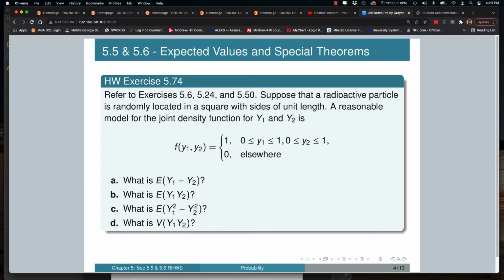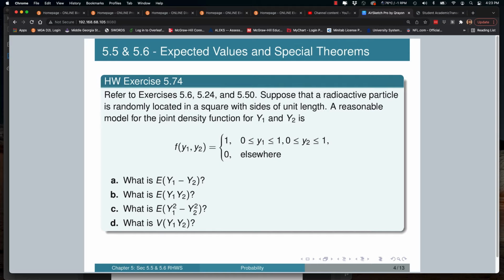Okay, 5.74. Referring back to exercises 5.6, 5.24, and 5.50, suppose that a radioactive particle is randomly located in a square with sides of unit length. A reasonable model for the joint density function for y sub 1 and y sub 2 is as follows. It's actually a uniform distribution: 1 when y sub 1 is between 0 and 1, and y sub 2 between 0 and 1.